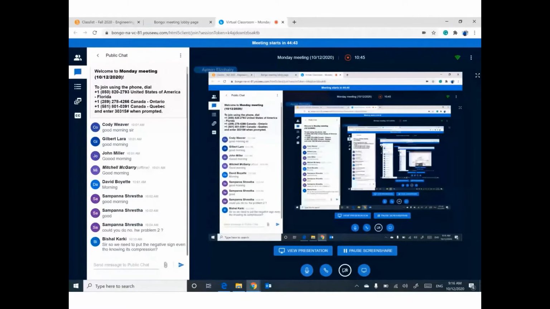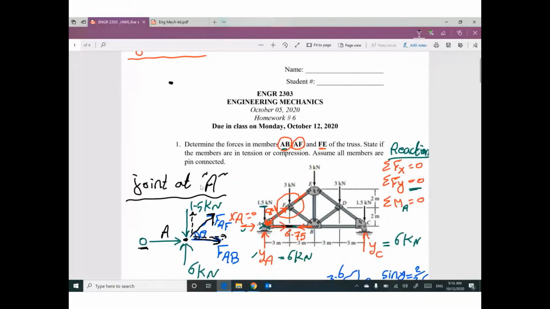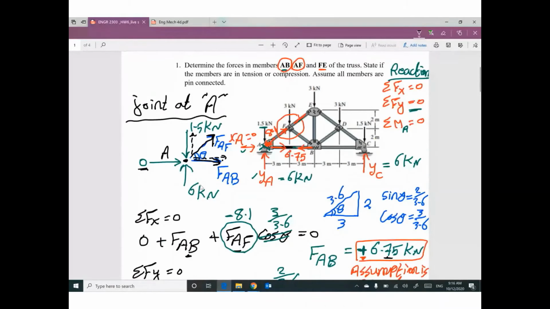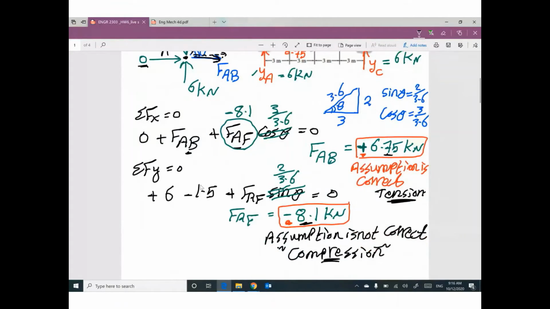Yes, Bishal, please be careful about what I did. I keep everything the same. I got here FAF negative. Everything's the same. I put FAF negative. Finally, after you get all values, I need to make a decision. So after I am done with all calculations, I need to decide. But before this, keep everything the same. The negative is negative, the positive is positive.